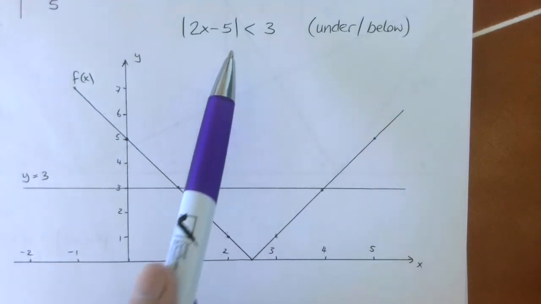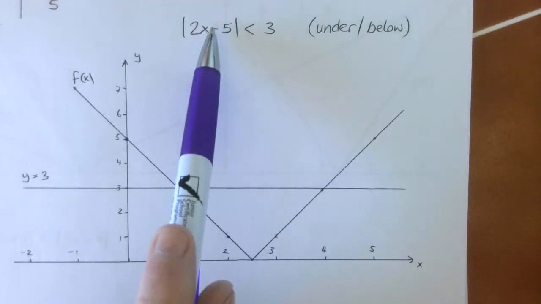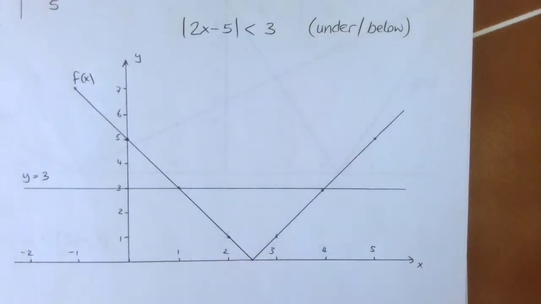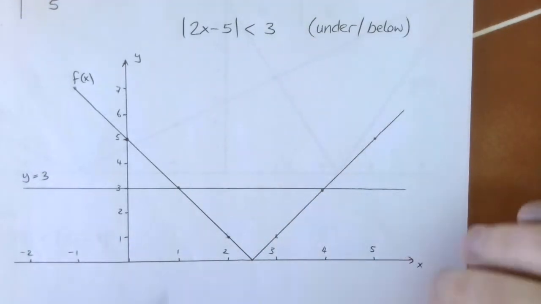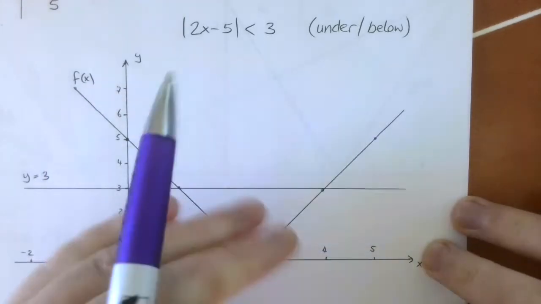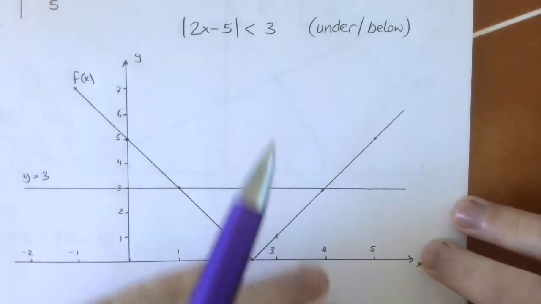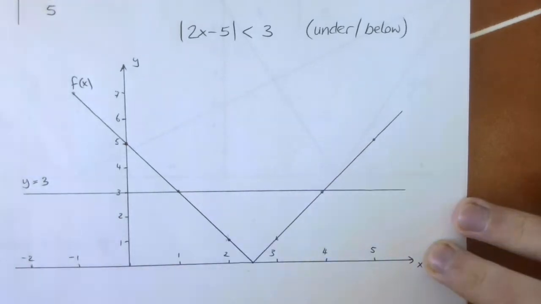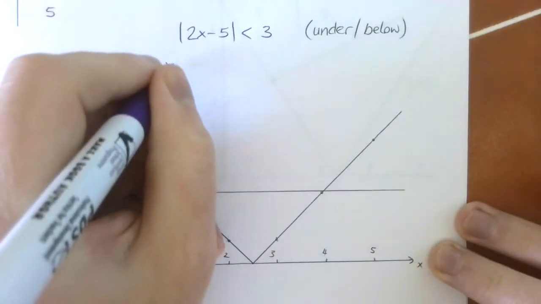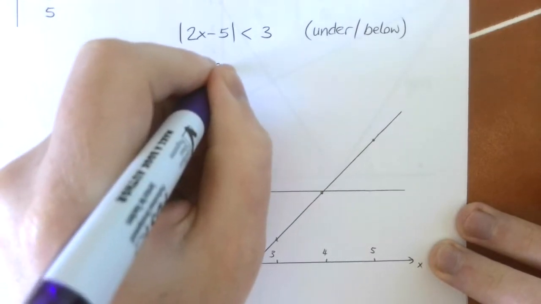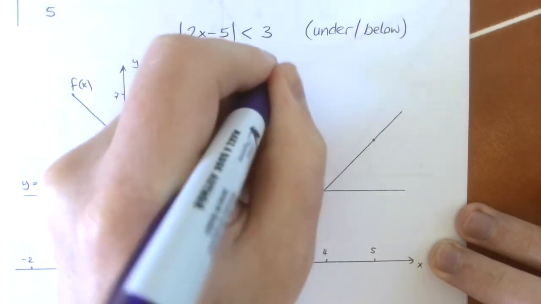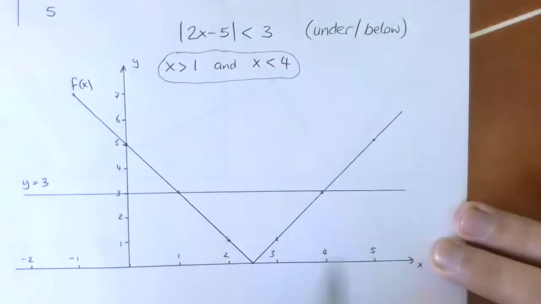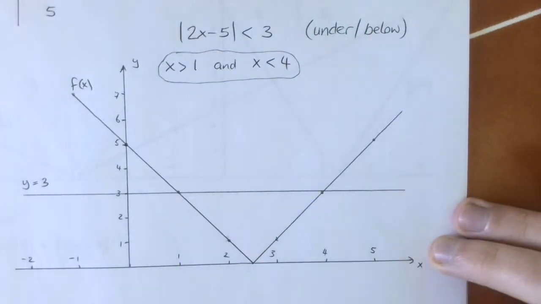And then what I need to do is to find for which the function f of x is less than 3, and it's going to be under the curve. When is this function here under 3? So when is it less than 3? And it's less than 3 in between these values here. So it's less than 3 when x is greater than 1 and x is less than 4. So that would be my inequality at the end here.